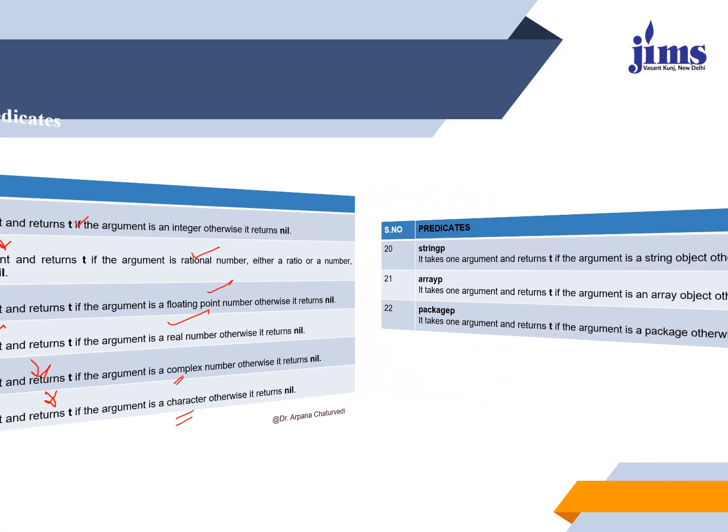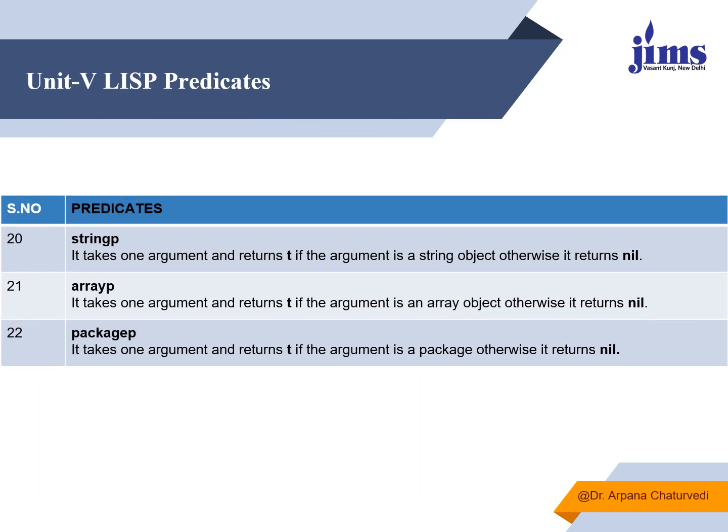Then comes string P. String P takes one argument and returns true if the argument is a string object. Array P checks for the array object, and package P checks for the package object. These are all things you have learned when you learned different data types.